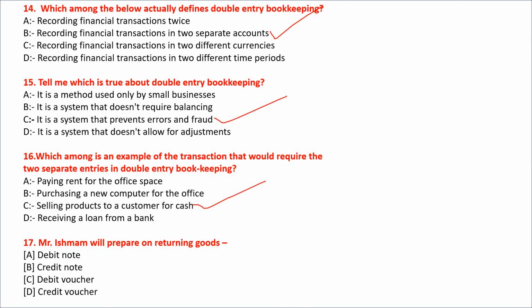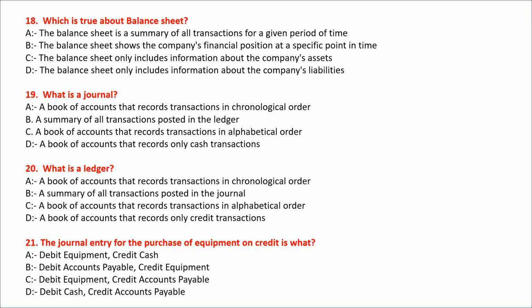Okay, let's see the next question. Mr. Ismam will prepare returning goods. The options are debit note, credit note, debit voucher and credit voucher. So here the right answer will be option A, debit note. Okay, let's move ahead.